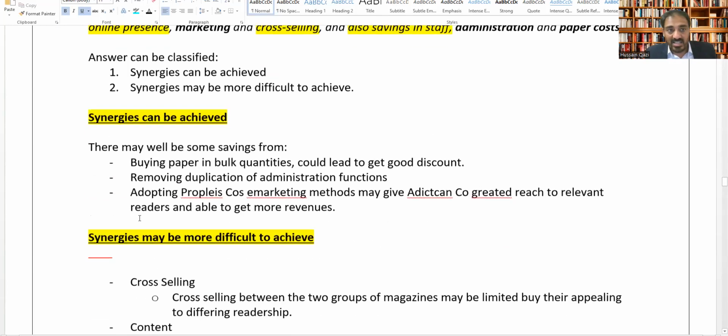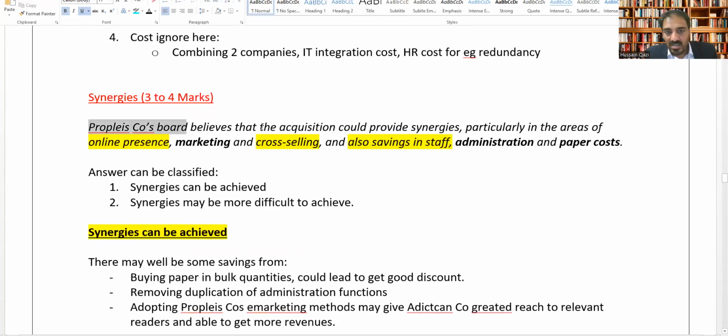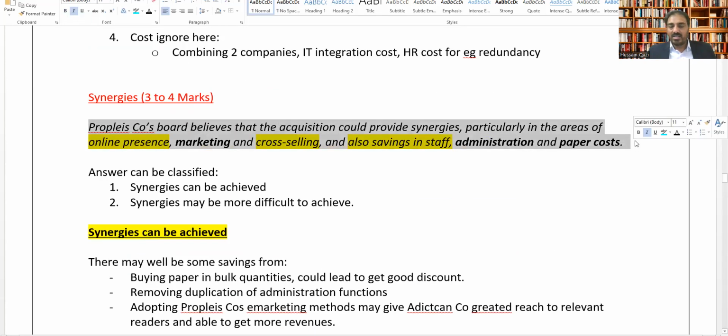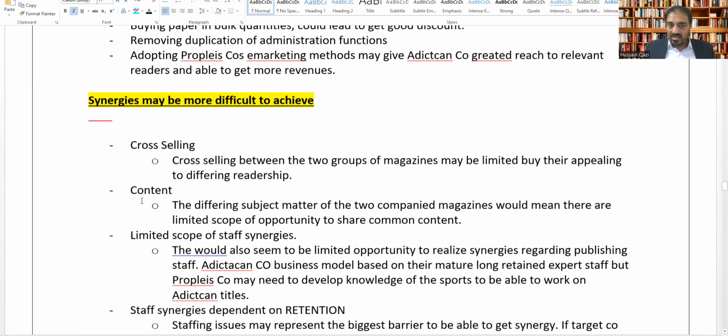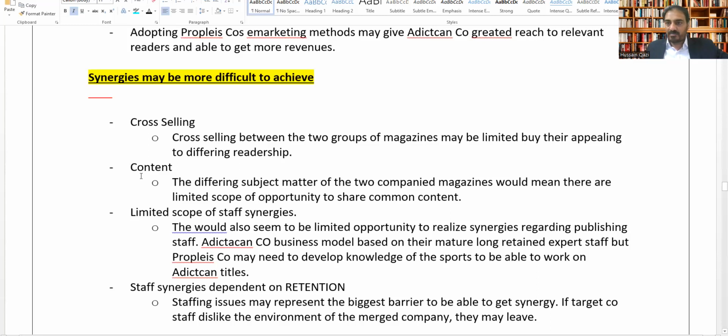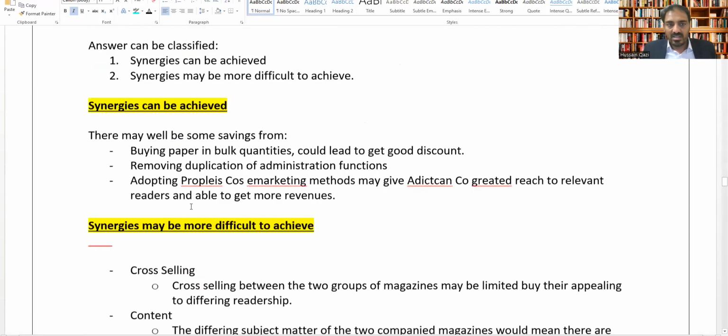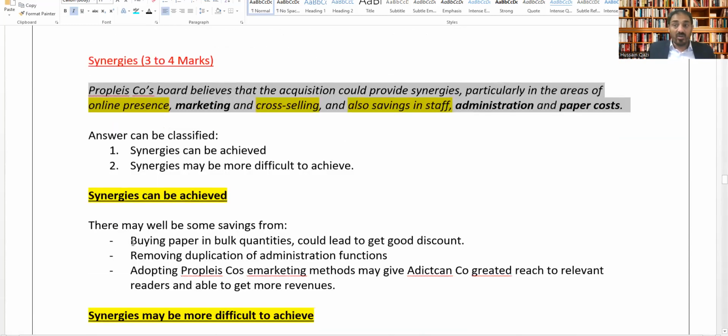This point is actually about challenging the information, the cross selling content. Because how can we say that we are challenging? Because in the question it's mentioned that the Propleis board believe that they will be able to get synergies with these bases, but we are challenging. How will they be able to get it with cross sell? How will they be able to generate the synergy with respect to the content? And further 2 points. So that skepticism we have also covered.